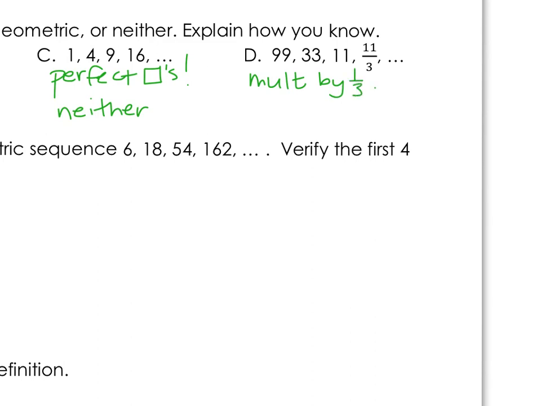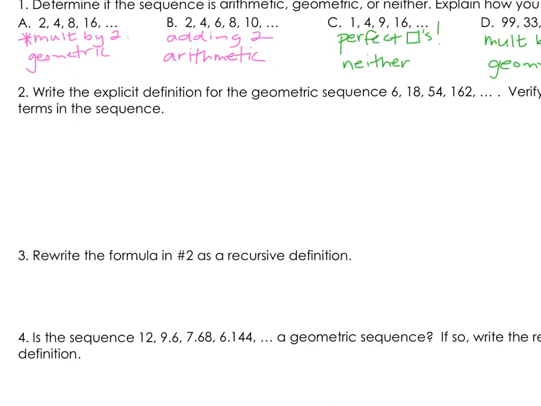99 times 1/3 would be 33. 33 times 1/3 would be 11, and so on. The same product gets you from one term to the next. Therefore, this is a geometric sequence. And just a little refresher, all 4 of these are examples of infinite sequences. All right, let's move on.